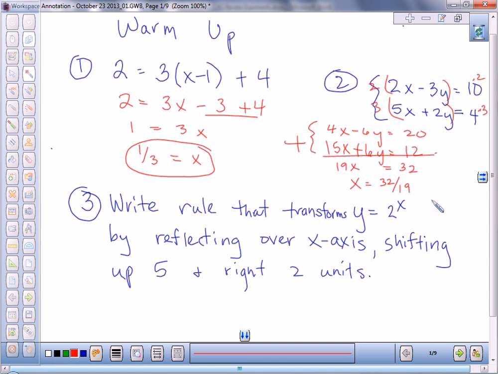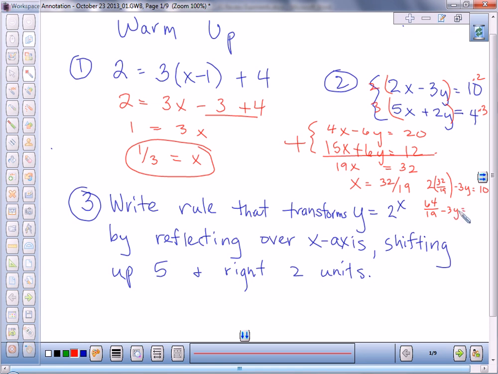Why? Because you didn't turn it into an ordered pair. You didn't find the y. You only gave me one variable. How do we go back and get the other? Plug in. Yes. So we get 2 times 32 19ths. And even without a calculator, we're okay. Because 2 times 32 is 64.